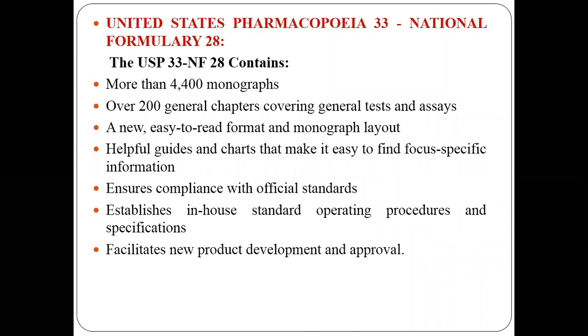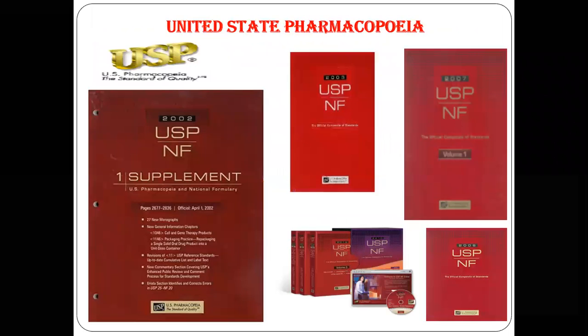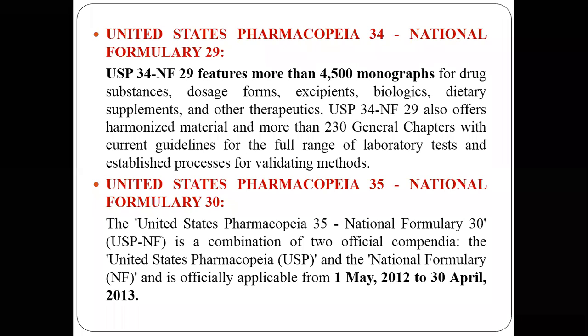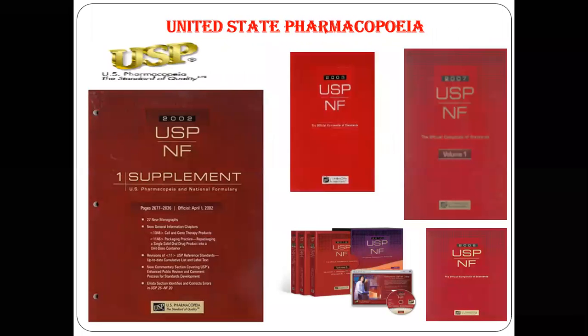Likewise, the Indian Pharmacopoeia is published every year in combination with the National Formulary. This is the color of the United States Pharmacopoeia. The last, United States Pharmacopoeia 35 and National Formulary 30, was published in 2012.